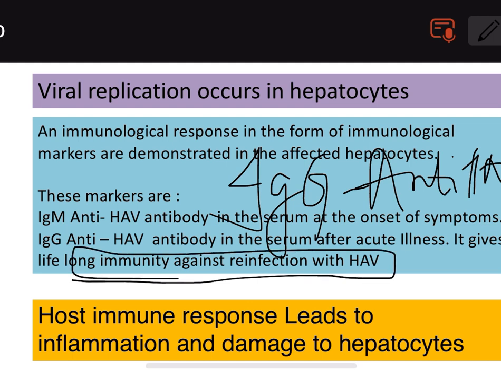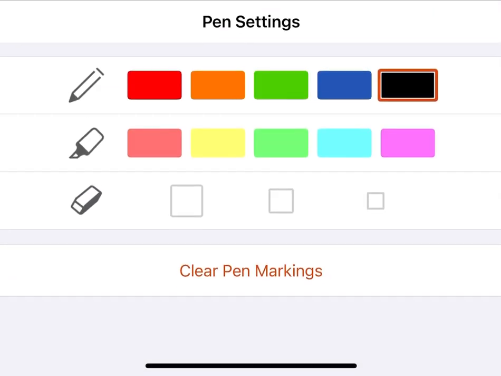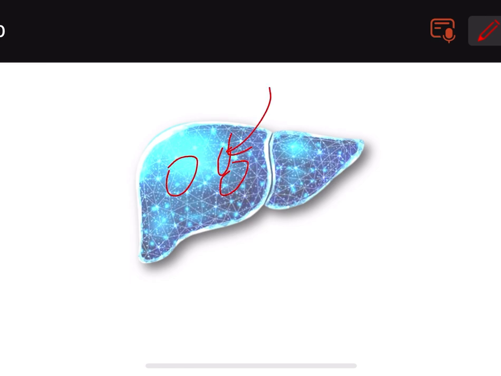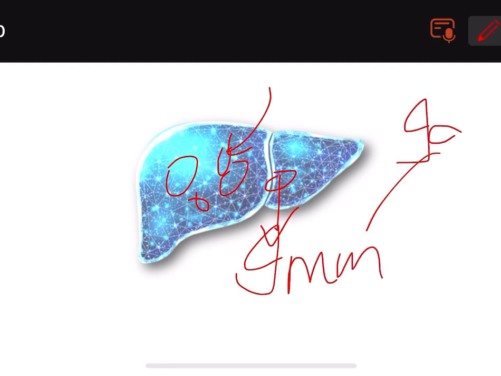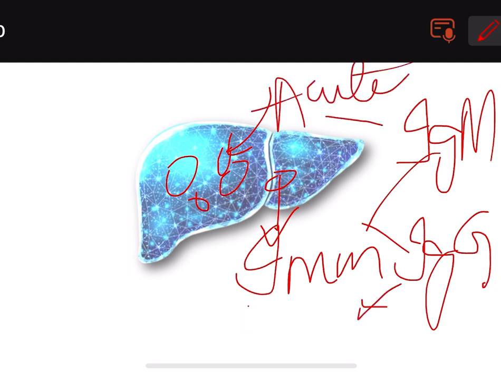The host response and the immune response are leading to inflammation of the liver and damage to the hepatocytes. Is it clear? What happened? The virus entered, multiplied, and this resulted in an immunological response, giving rise to the development of IgM and IgG antibodies. Anti-HAV IgM is seen in cases of acute illness, and IgG after the subsidence of acute illness, when there is lifelong immunity.